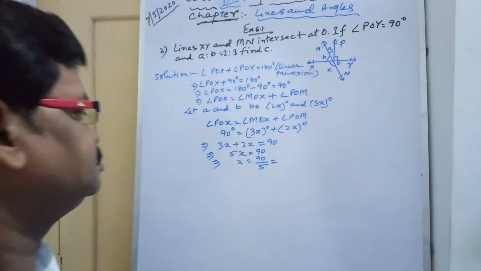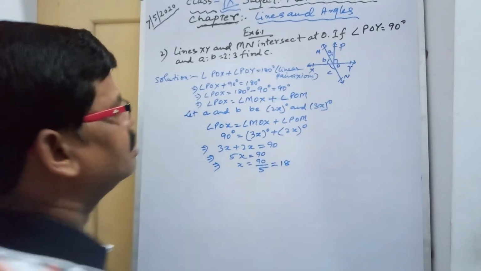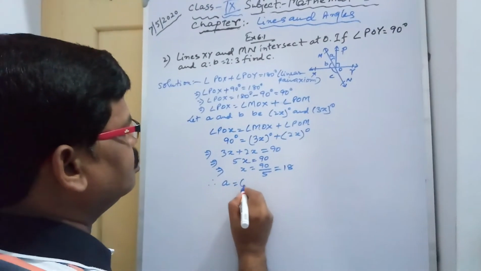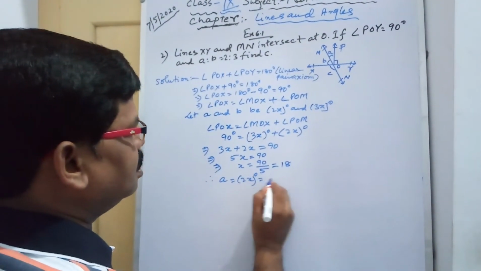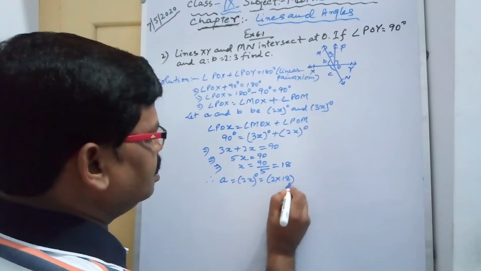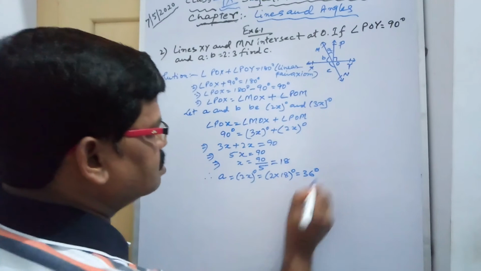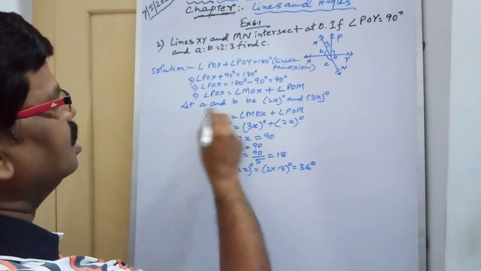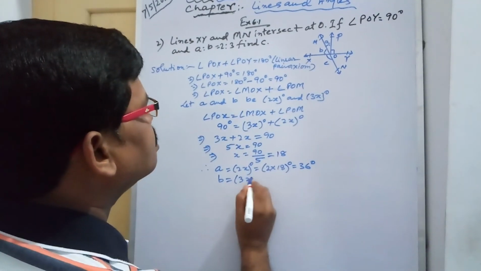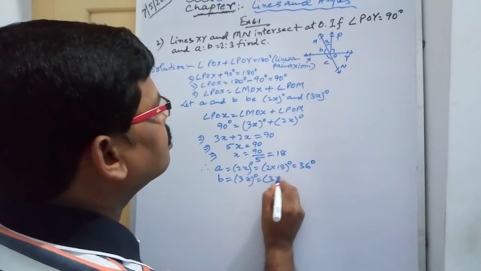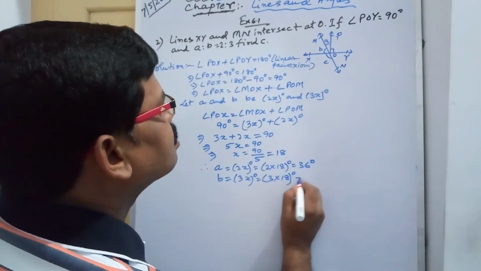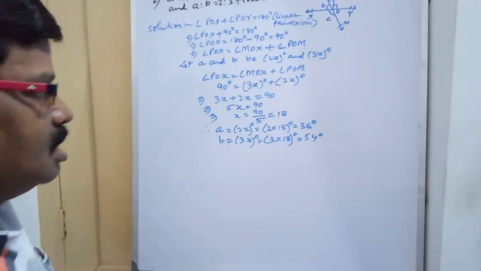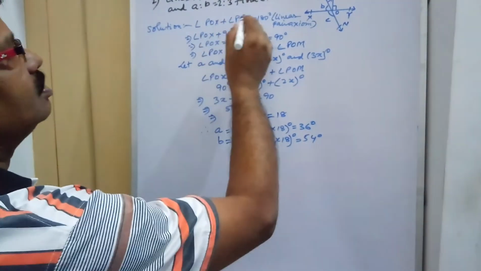Now divide it: 18. Therefore A equals 2x degrees equals 2 into 18 degrees equals 36 degrees. B, that is 3x degrees, 3 into 18, 54. So we got the values of A and B.